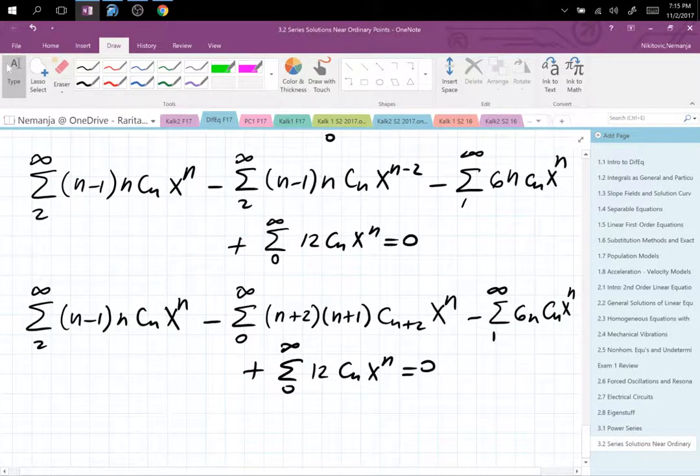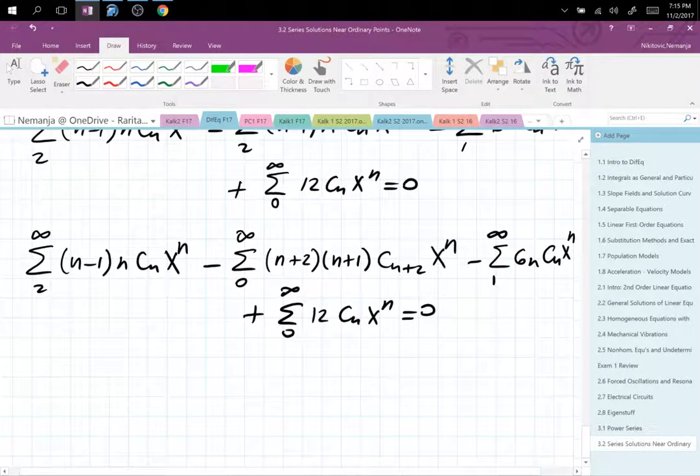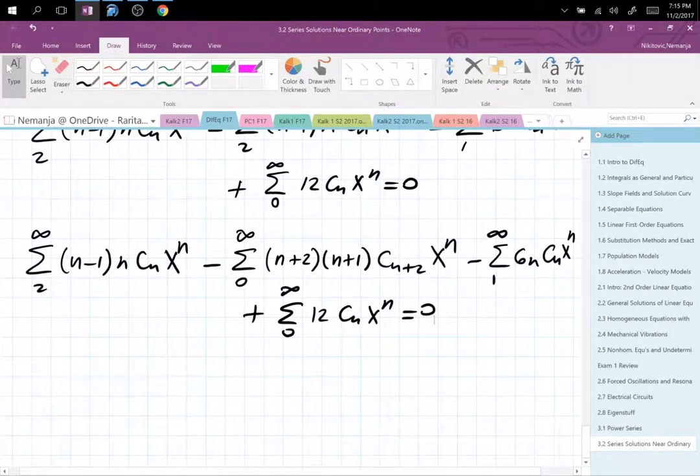Now, you shifted the counter on the second? I shifted the counter on the second because I needed x to the n. The rest have x to the n, so I can't touch those. Now we peel, but we peel on these 3 because we have to go all the way to the second, right? Yes?